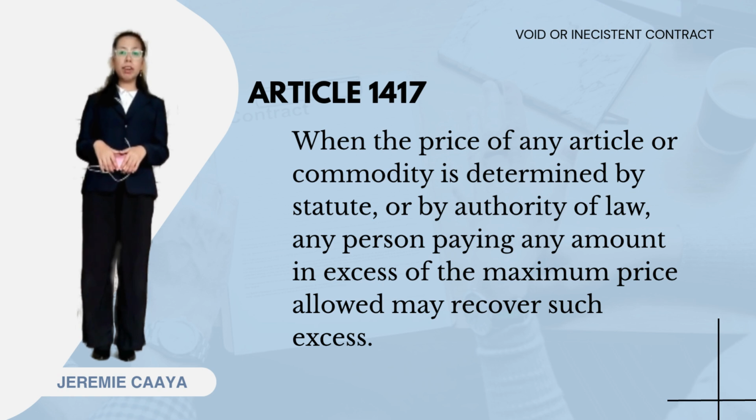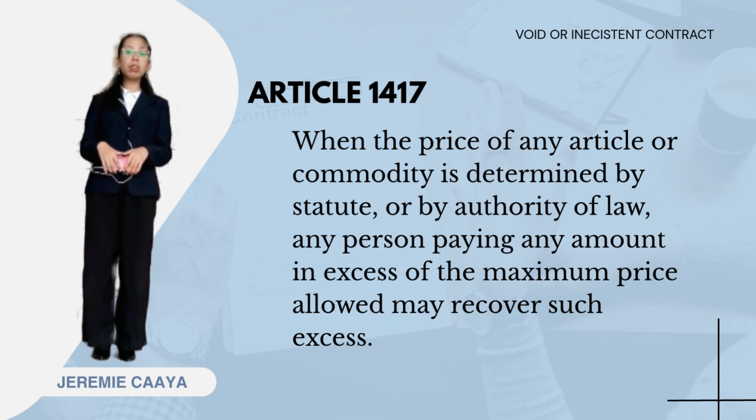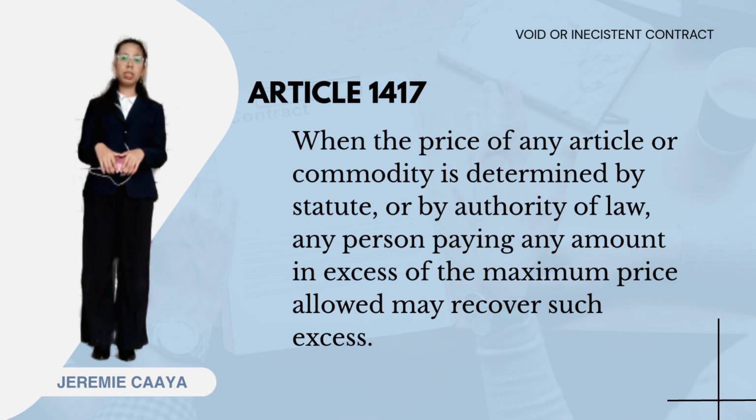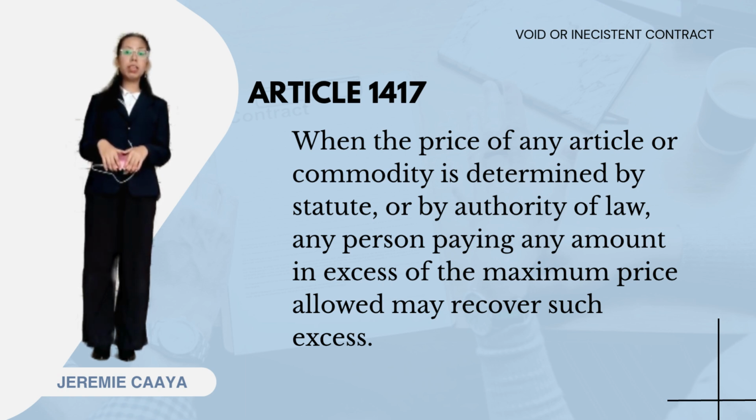Article 1417. When the price of any article or commodity is determined by statute or by authority of law, any person paying any amount in excess of the maximum price allowed may recover such excess. This article protects consumers by allowing them to recover any amount paid beyond the maximum price set by law for goods or commodities. Even if the buyer was unaware of the price violation, they may still reclaim the excess.